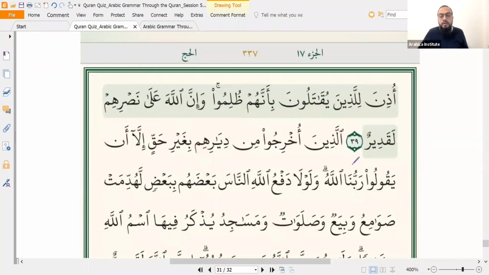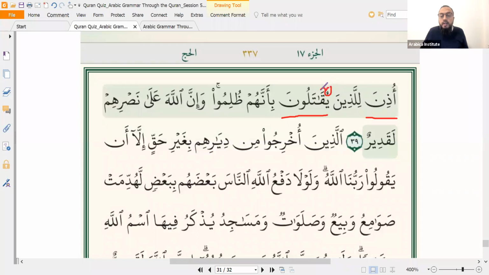Good. And last but not least, أذن. Passive. So أذن للذين, it was permitted for those للذين يقاتلون. قاتل يقاتل. Which form? Three. Good. But is this active or passive? Passive. Look at the telltale signs.